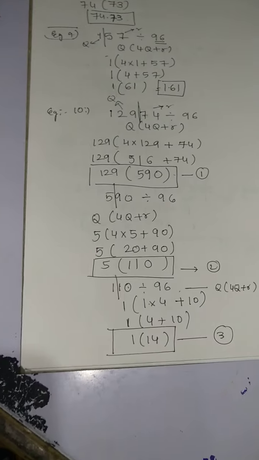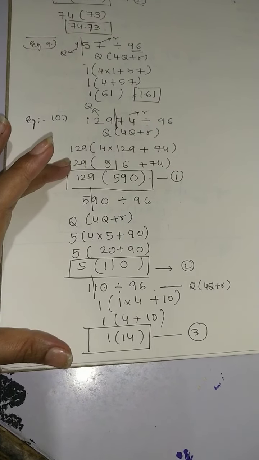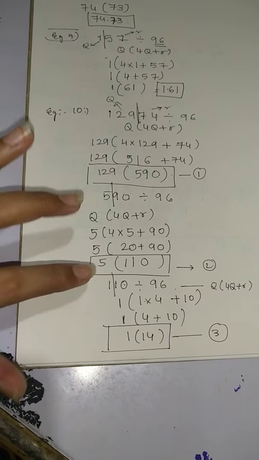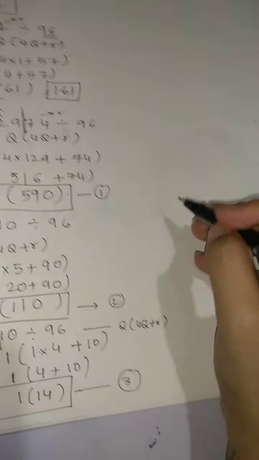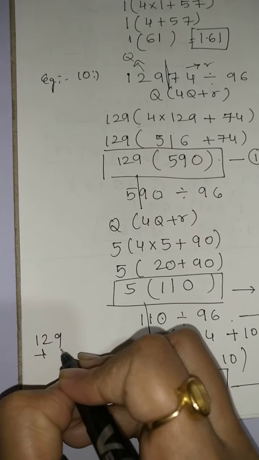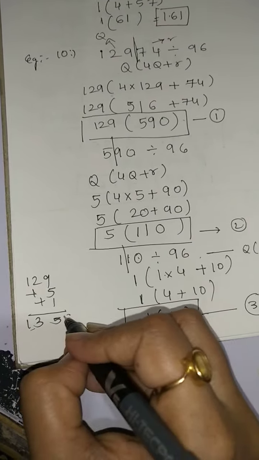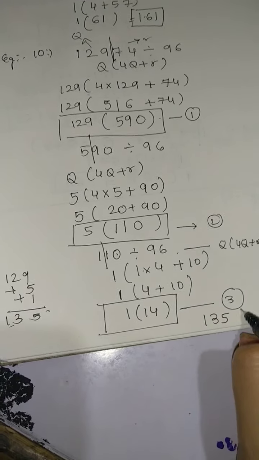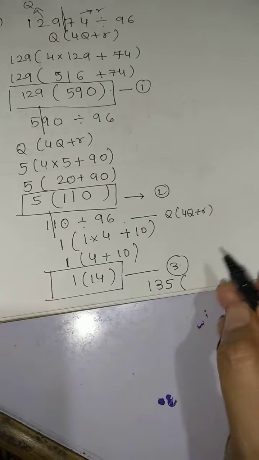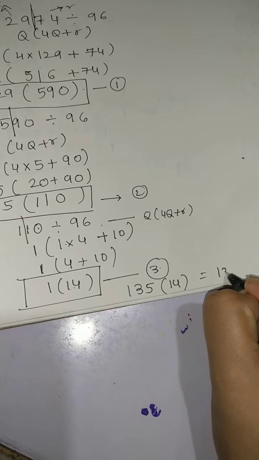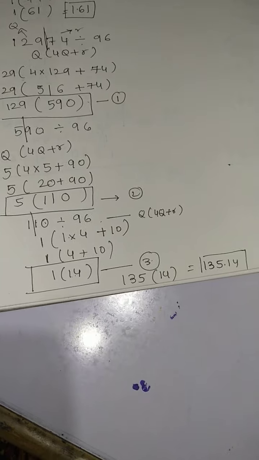So now, as I told you all, we have 3 answers: answer 1, answer 2, answer 3. So what are we supposed to do? We are supposed to add all the quotients together. So 129 plus 5 plus 1, it becomes 135. And what did I tell you all? What should be your remainder? The remainder of the last answer will be considered, 14. So your answer is 135.14. I hope this is clear.